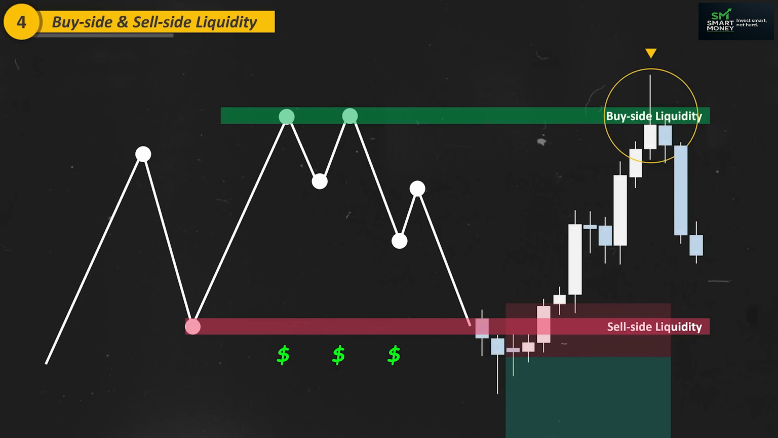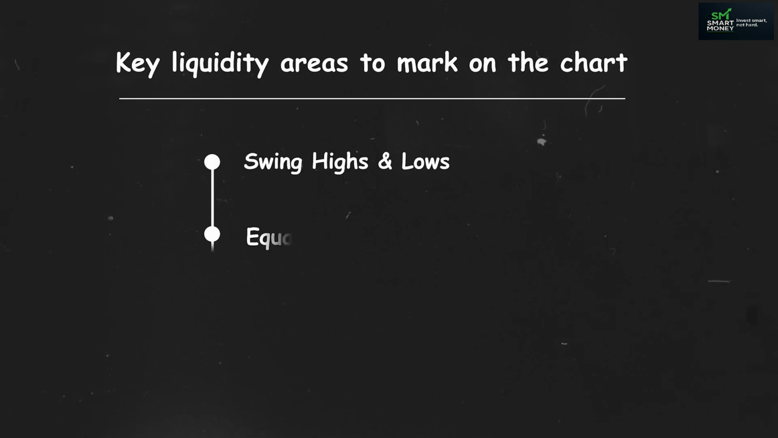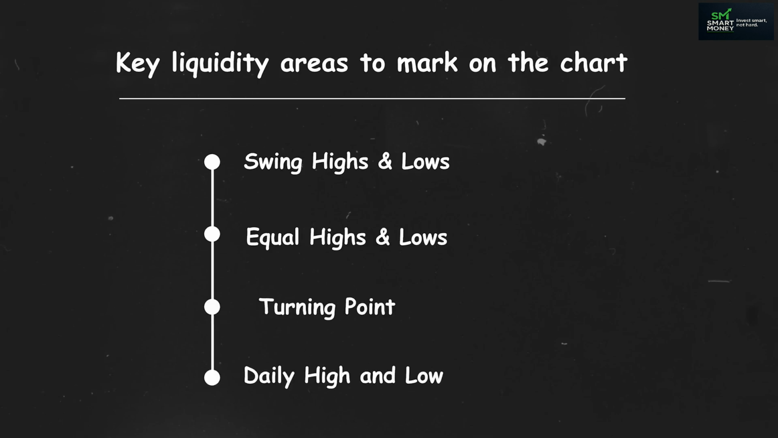With all that being said, some liquidity levels are more important than others. Certain criteria can help you spot the stronger ones. For example, liquidity around major swing highs and lows, higher time frame levels, or areas with multiple equal highs or lows tend to be more significant.